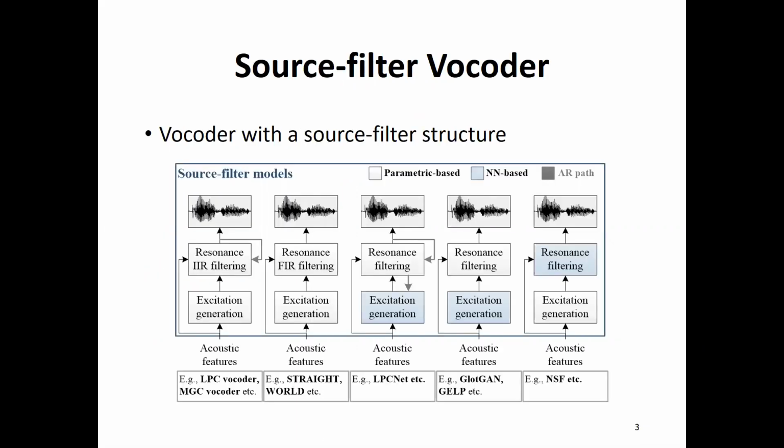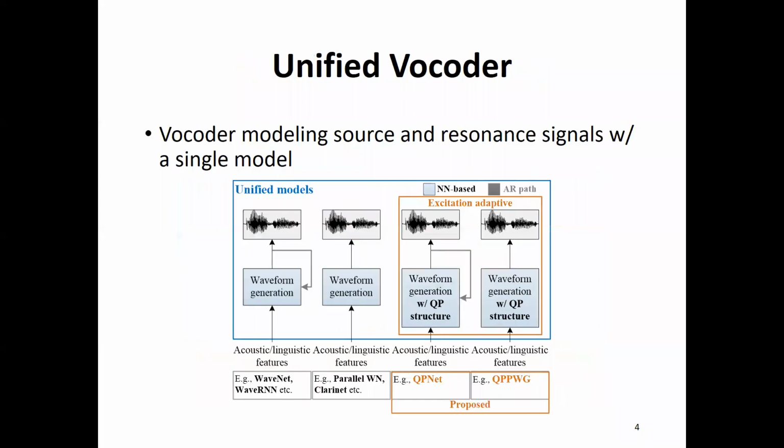In the last episode, we summarized the vocoder technique into two categories. The first one is source filter vocoder. A source filter vocoder includes an excitation generation module and a resonance filtering module. The input is acoustic features and the output is speech waveform. The second one is unified vocoder, which directly models speech waveform with a single neural network. The input can be acoustic or linguistic features, and the output is also speech waveform.